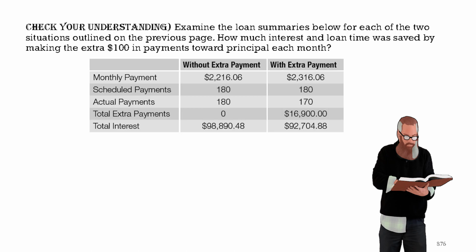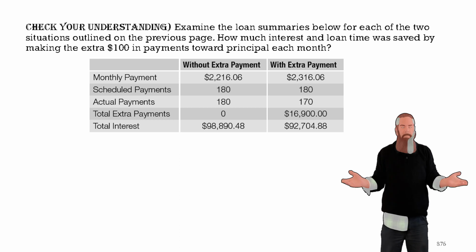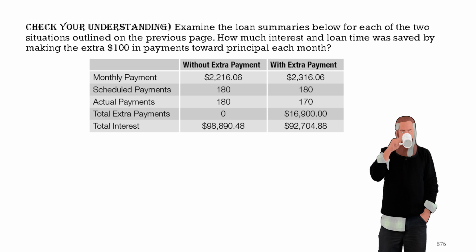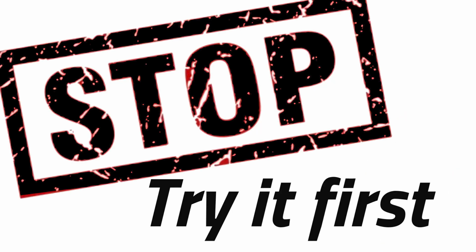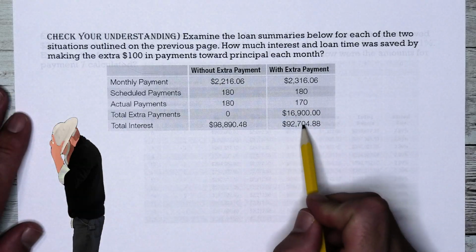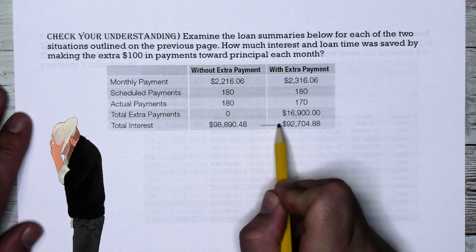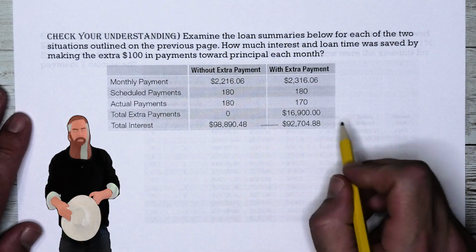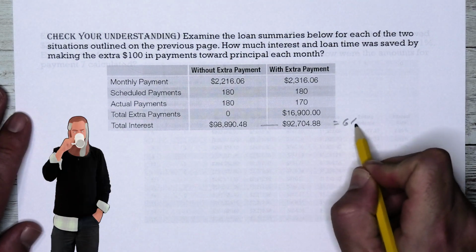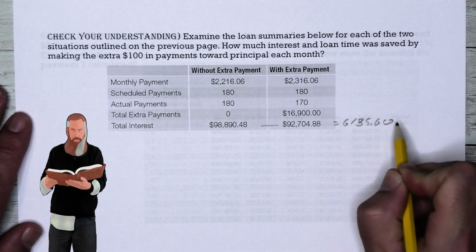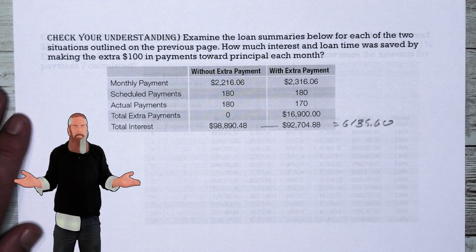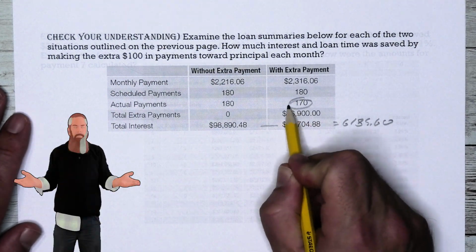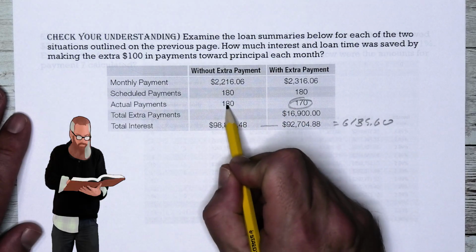Let's check our understanding. Examine the loan summaries below for each of the two situations outlined previously. How much interest and loan time was saved by making the extra $100 payments towards principal each month? Well, with the extra, we find that we paid less interest. If we subtract that from without the extra payments, then what we get is $6,185.60 savings of interest and 10 months savings in time. This can be found because the actual number of payments was 170 instead of 180.